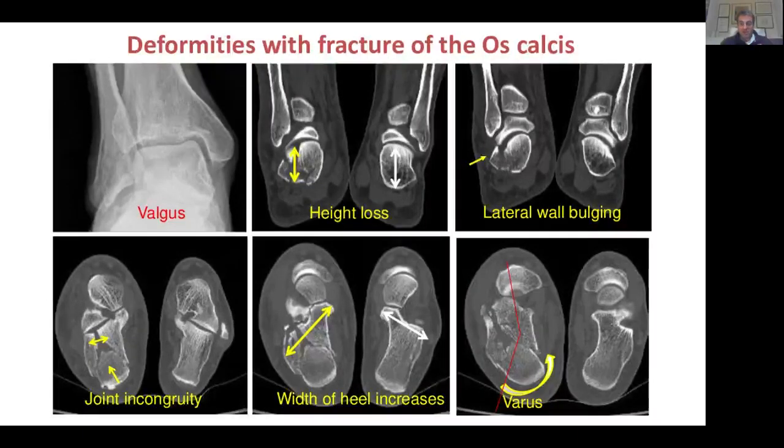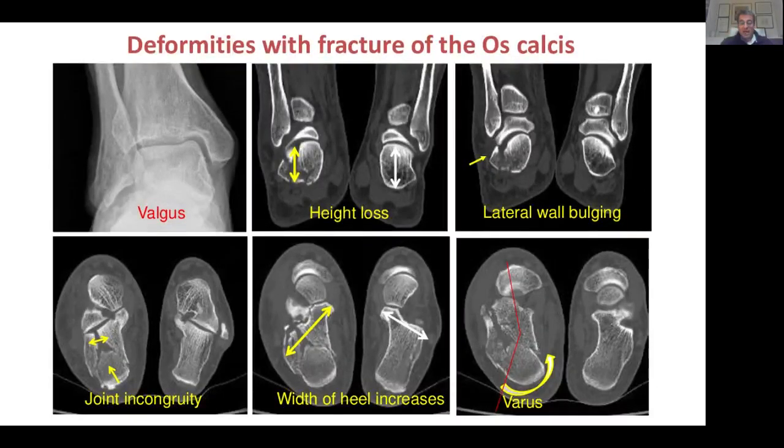And what we will see in the acute phase of a calcaneal fracture is that the heel will go into varus or valgus. There will be loss of height of the calcaneum. The lateral wall is likely to be bulging on the outside. The width of the heel increases. And overall, there is a difference in the shape of this bone.